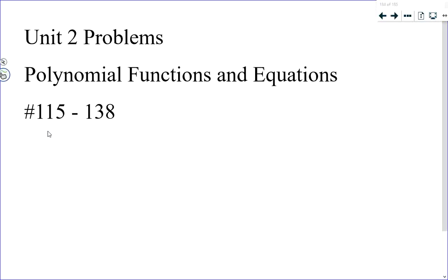And that is Unit 2, which deals with polynomial functions and equations. And in the handout, the big one with 300 and some odd questions, numbers 115 to 138 are problems that deal with polynomial functions and equations.